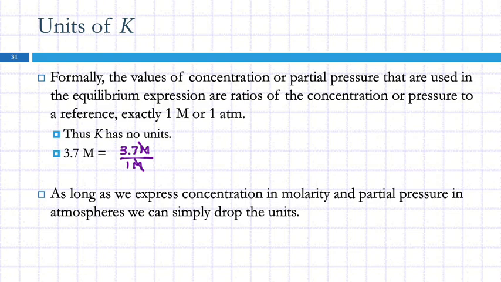And you could view this in a couple of different ways. One is that it's just a genius way of getting around the fact that otherwise equilibrium constants would have all kinds of crazy units. We might have molarity cubed or molarity to the negative 1/2 or something, and they'd all be different. And by defining them this way, we don't have to keep track of any of those units. So, as long as we express concentration in molarity and partial pressure in atmospheres, we can drop the units in equilibrium constant expressions. Any questions?